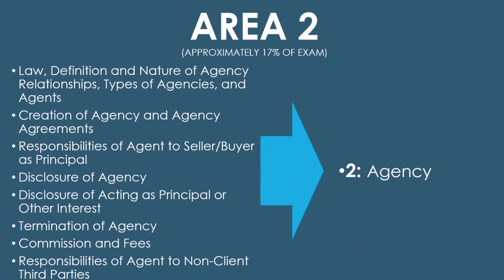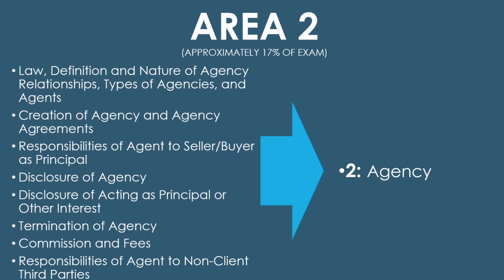Area 2, 17% of the exam. This is all about agency. So it's a relatively small conceptual area because it's pretty easy to learn. Students usually do well with it because it's easier to grasp to actual stuff that you see in the real world, in real life. But there is a lot to it, and it's important for the state exam.